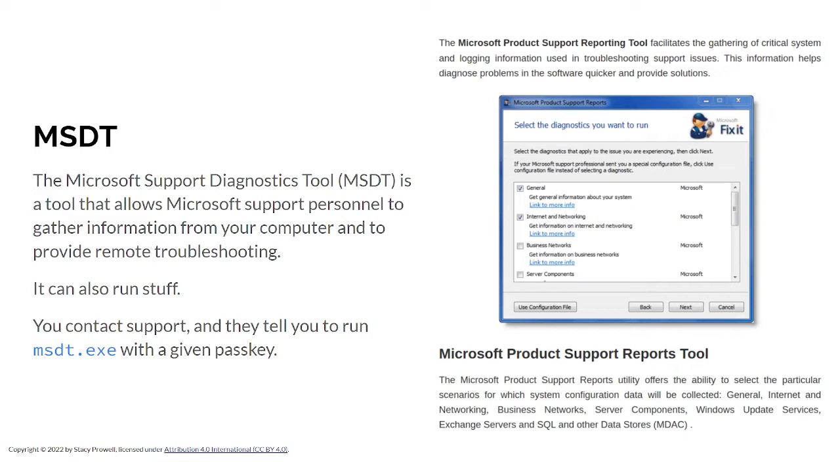And the way it would typically work is you would contact support, and they would tell you, okay, press the Windows key and R and run MSDT.exe, and it'll ask for a passkey. Here's the passkey that you will enter to start it.